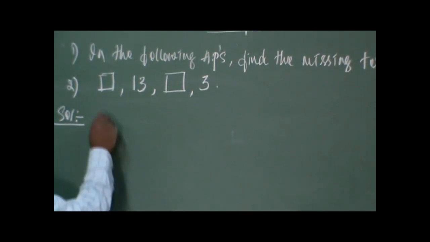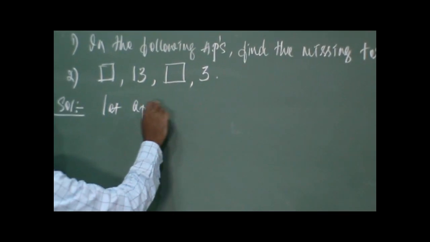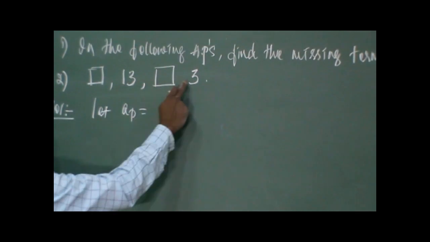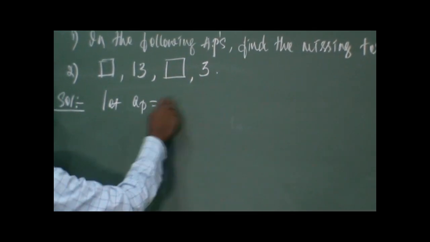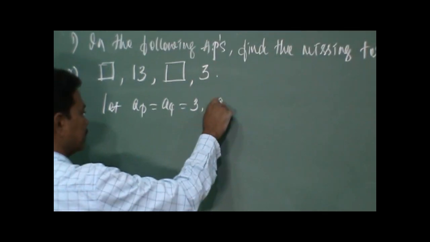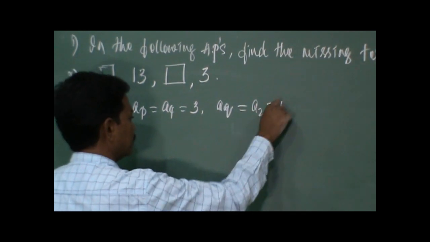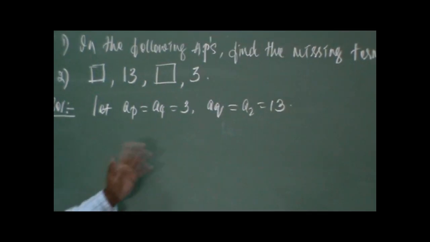So write the data. Let AP be the bigger term, that is the fourth term, so A4 is equal to 3. Let AQ be the smaller term, A2 is equal to 13. So two different terms are taken.